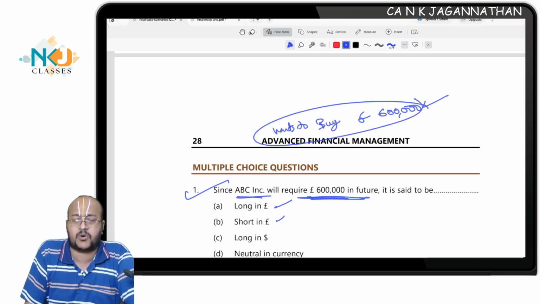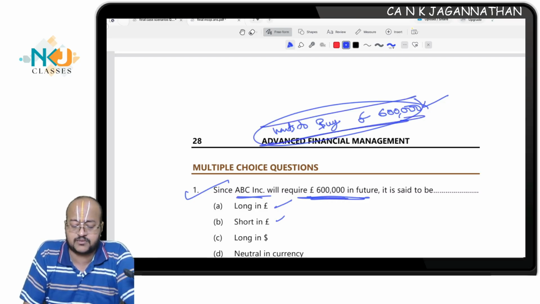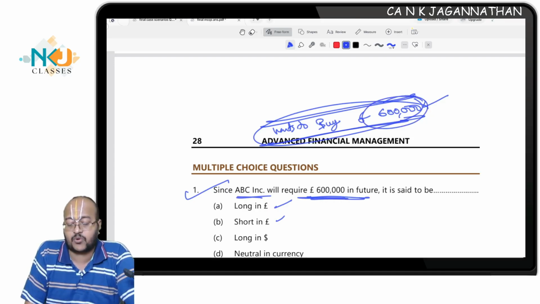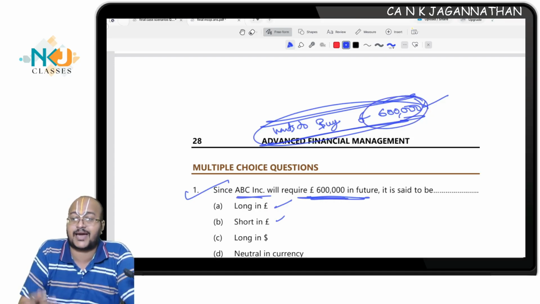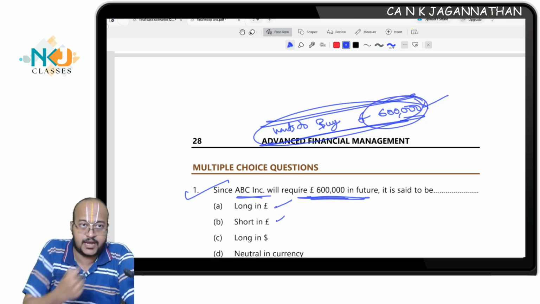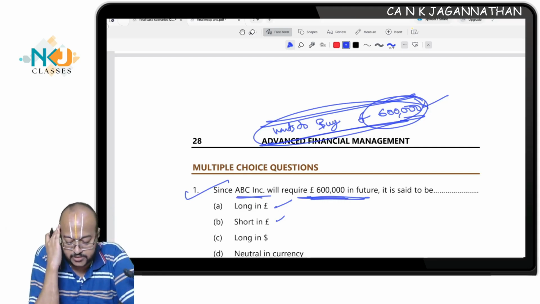When he wants to buy the pound, he may have to settle the import bill. So you made some foreign currency purchases. You need to settle the import. Now you will have to pay this. So how do I pay this? I will buy from the dealer. Then I will settle the import bill. Are you all understanding? So this is the transaction.